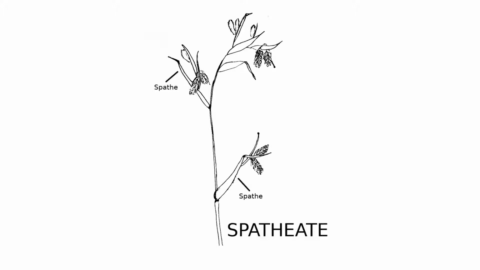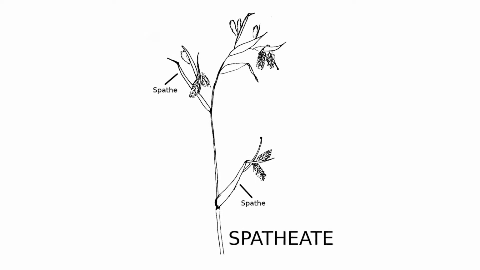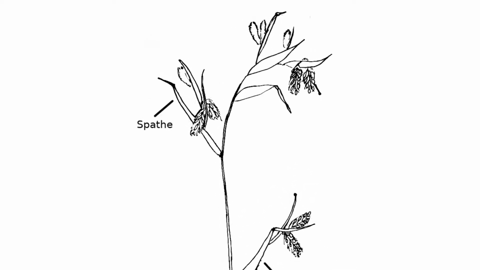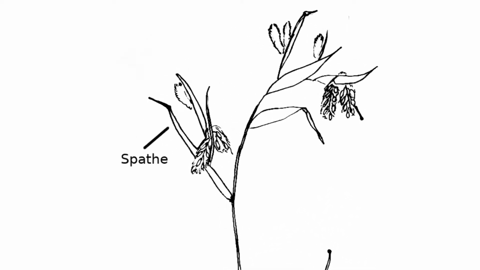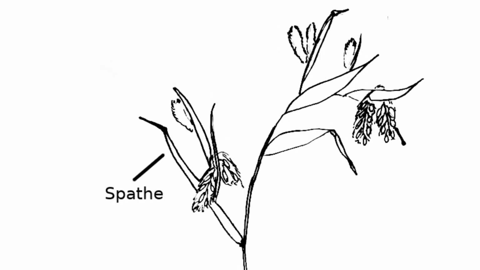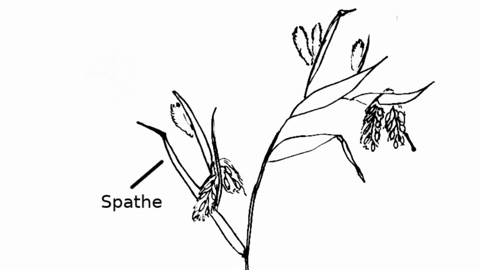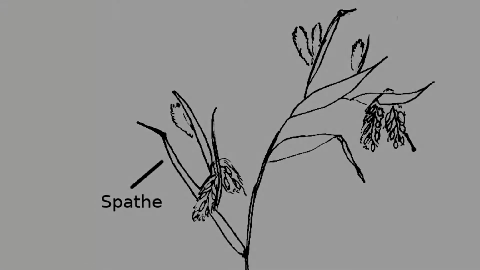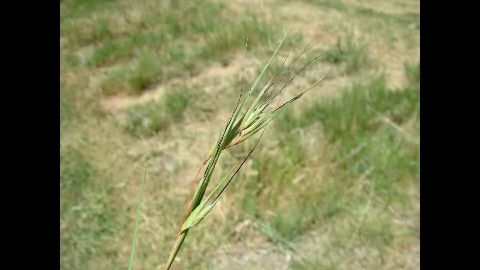Another inflorescence type is what's called spathate inflorescence, and that is where a leaf or a leaf-like structure is in fact in amongst and coming off the main stem, but in amongst all the flowering material. A common one there for us locally is kangaroo grass.